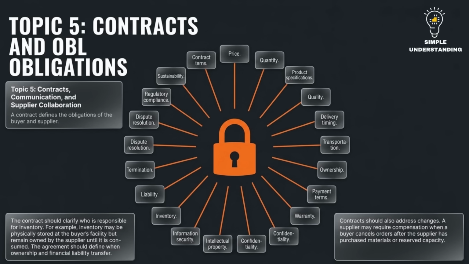The agreement should define when ownership and financial liability transfer. Contracts should also address changes. A supplier may require compensation when a buyer cancels orders after the supplier has purchased materials or reserved capacity.